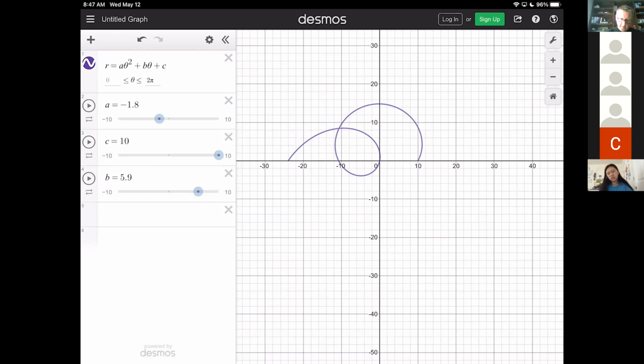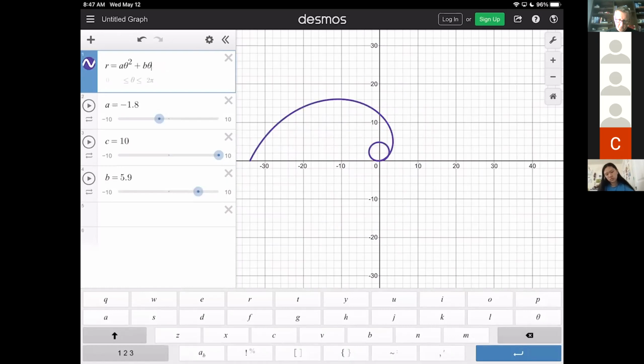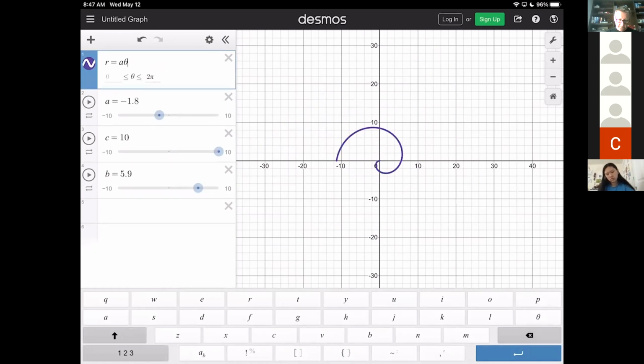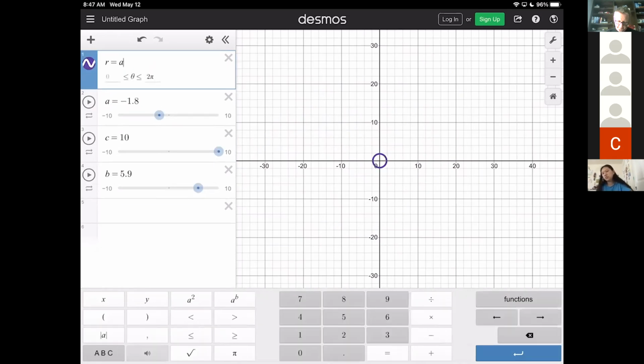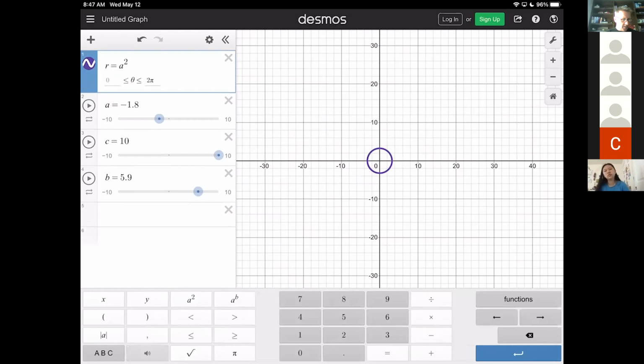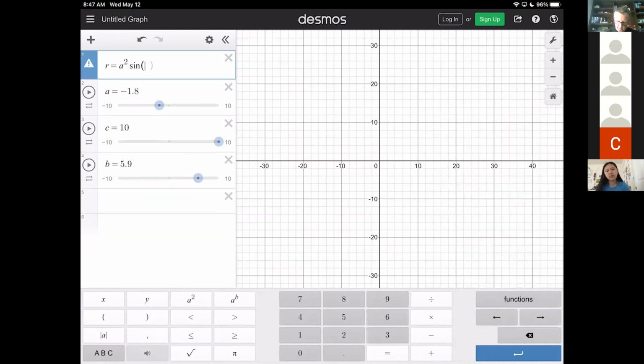Let's see, let's just play a little bit more. I have one more that has a name that I'm finding myself wanting to show you. I have r squared, and then it's sine of 2 theta.